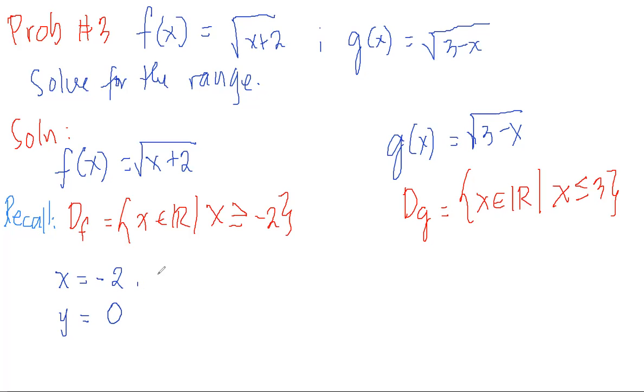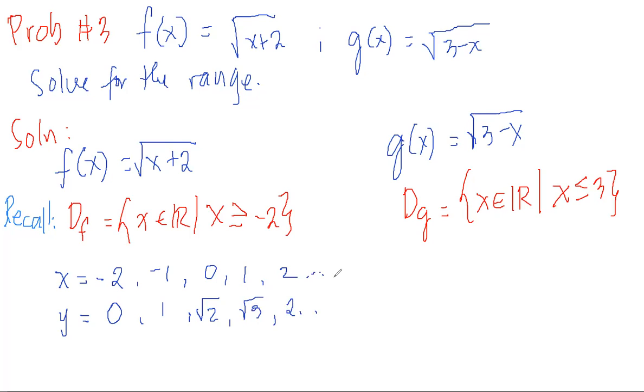And we can also use other numbers such as -1, 0, 1, or 2. Let's use -1 for x. If x is equal to -1, the radicand would be 1, so the square root of 1 is 1. If x is 0, this becomes square root of 2. If x is equal to 1, the radicand becomes 3, and the square root of 3 is square root of 3. If x is equal to 2, the radicand becomes 4, and the square root of 4 is equal to 2.